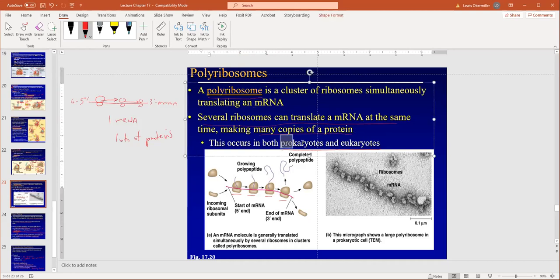This occurs in both prokaryotes and eukaryotes. And that just means basically that you can make tons and tons of protein off of one mRNA. You don't just make one and then you're done.